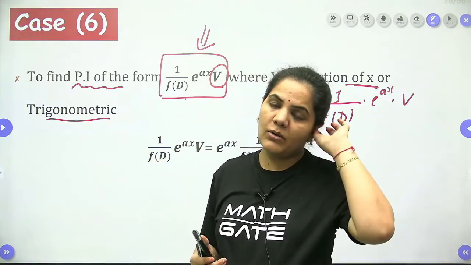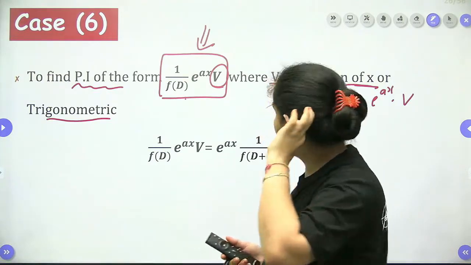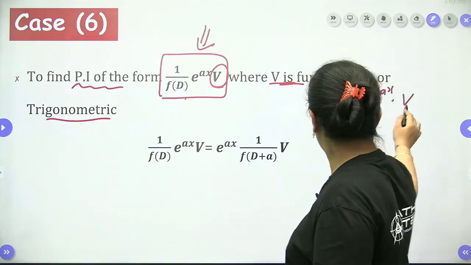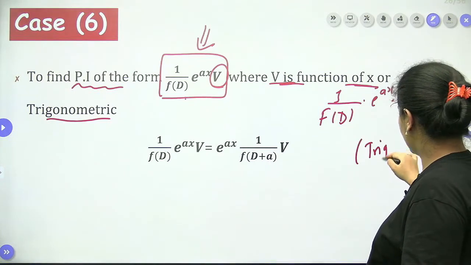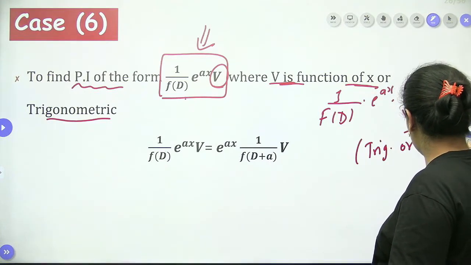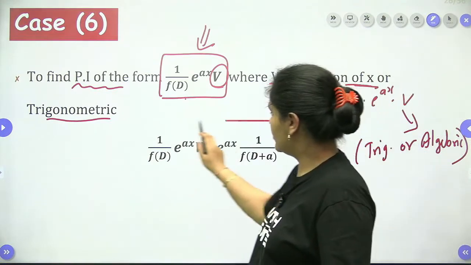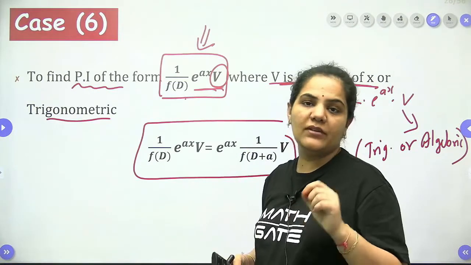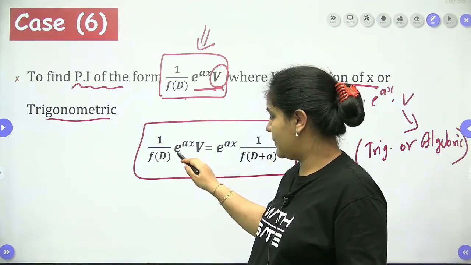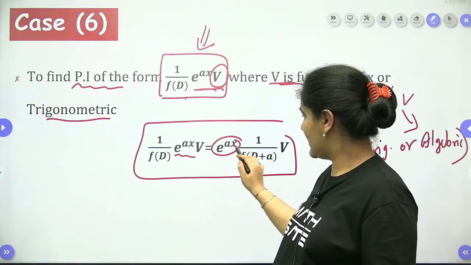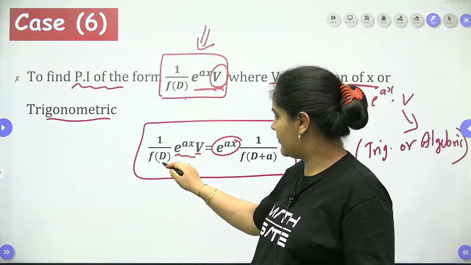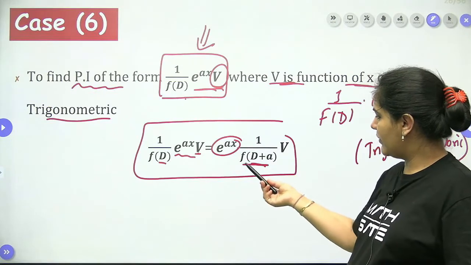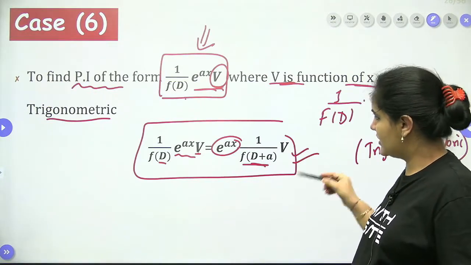But when we talk about v, your v can be a function of x, meaning an algebraic function or a trigonometric function. So for v we have two choices, it can be a trigonometric function or an algebraic function, meaning in the form of x only. When we have two functions together, e power ax into v, the PI will be: we write e power ax separately, then at the place of D we write 1 by f of (D plus a) into v. So this will be the approach.